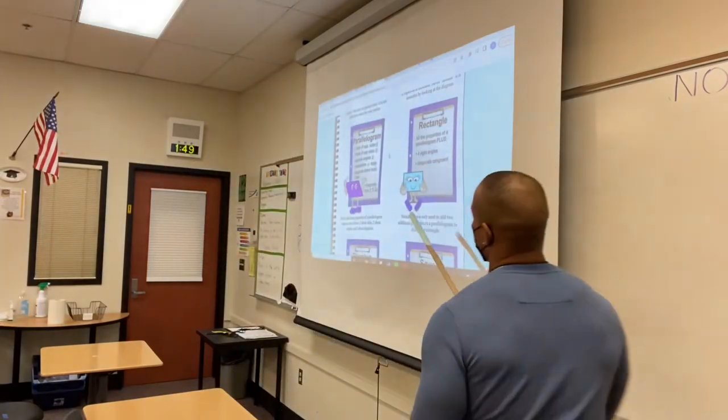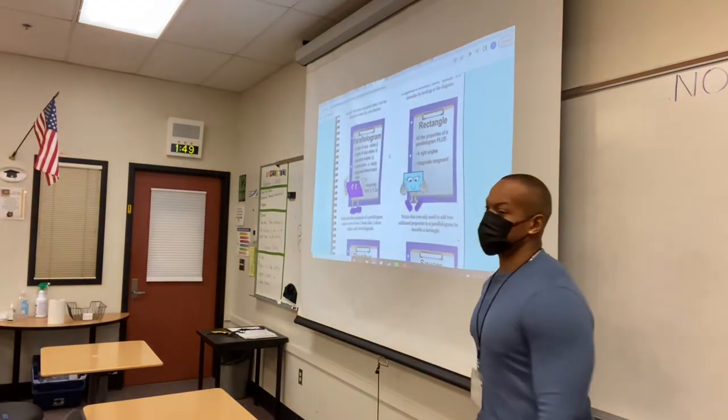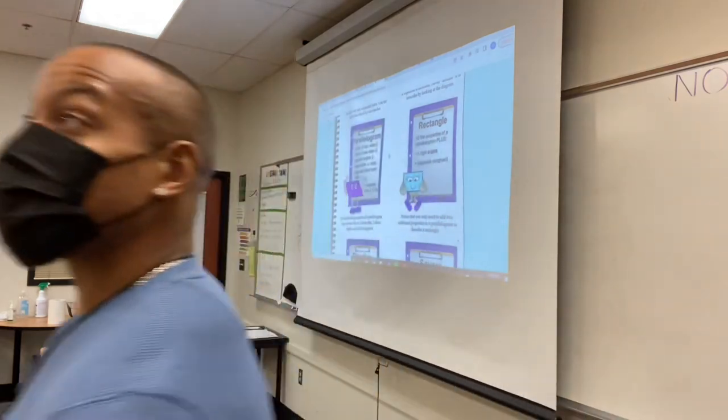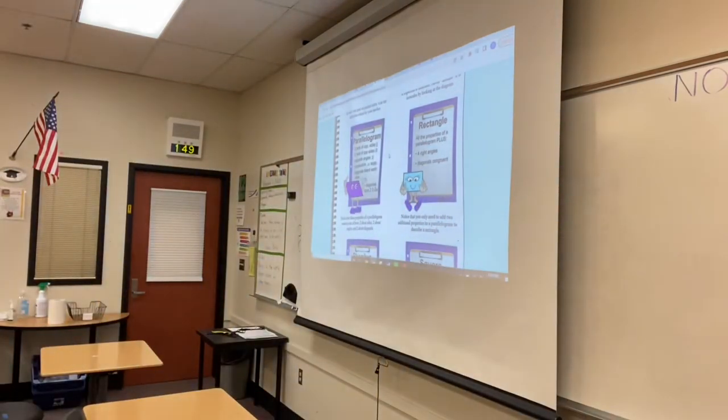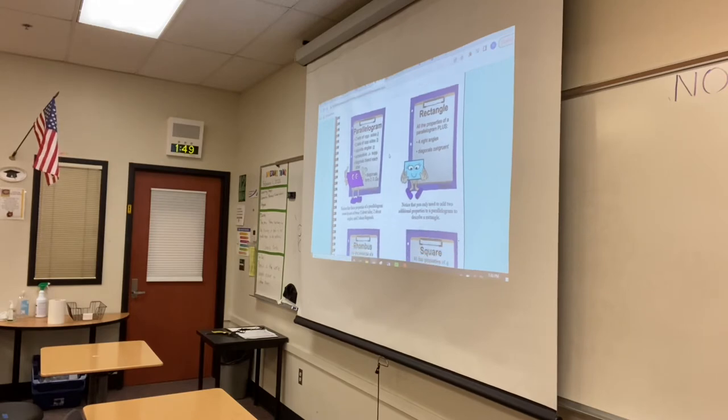Because remember what I said, I drew lines across each other, so what's happening? Bisecting. They're intersecting, which would create what types of angles when they cross like that? Vertical. Vertical angles, nice.